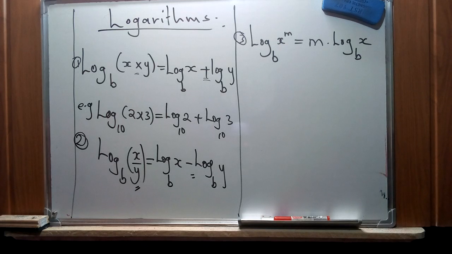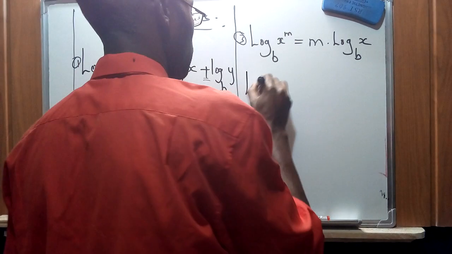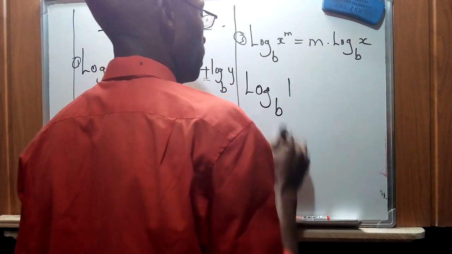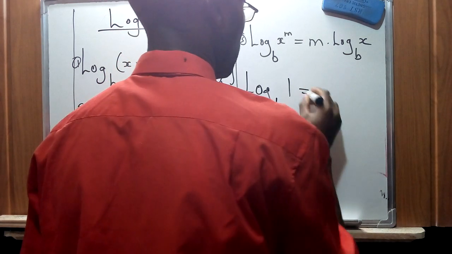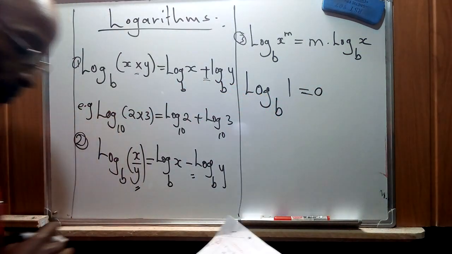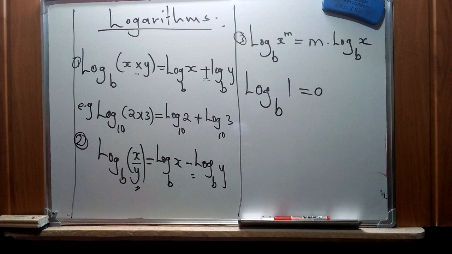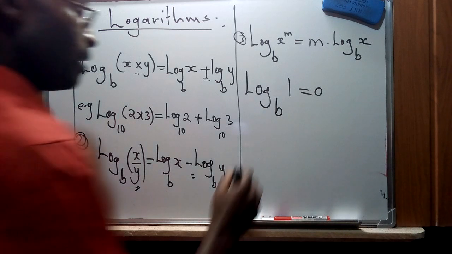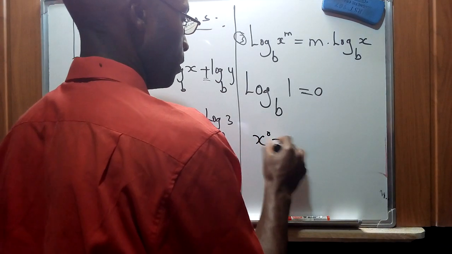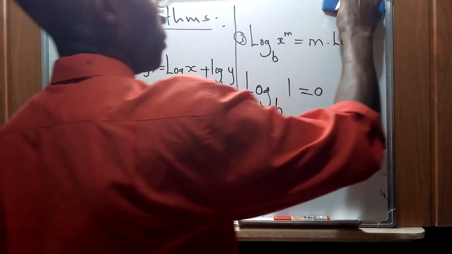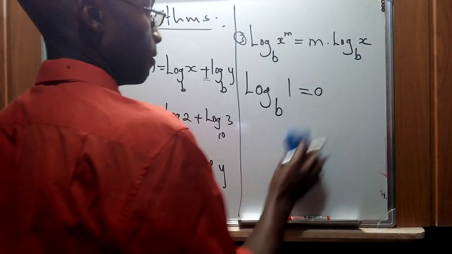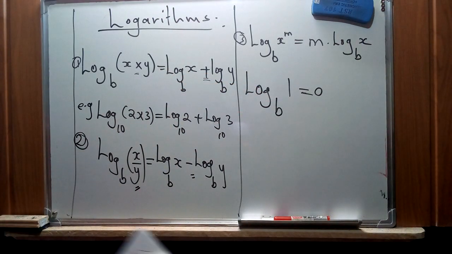And therefore, it follows that if we have log to base b of 1, this is going to be equal to 0. This stems from the fact that any number, say x, raised to power 0 is equal to 1. So this also is a rule that is going to apply from indices to logarithms.